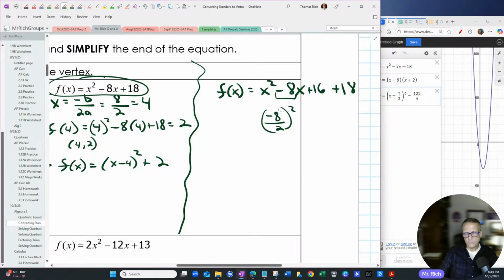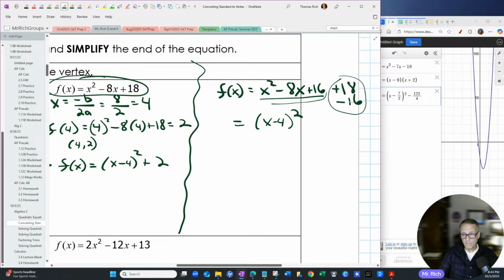Now, as you well know, I can't just arbitrarily stick a number in there, plus 16. I have to offset it by putting a minus 16 on the same side because I need to keep the equation the same. But now I can factor this. That is going to be x minus 4 times x minus 4, but I'm not going to write it like that. I'm going to write it as x minus 4 to the second power.